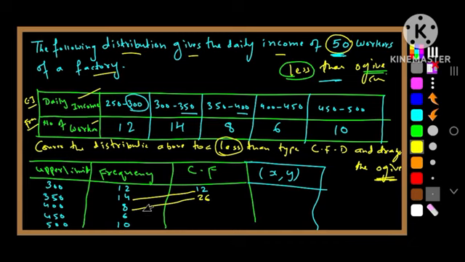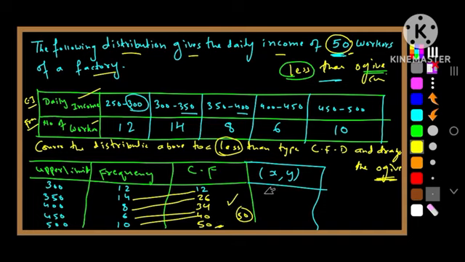The next value will be 26 plus 8, that is 34. 34 plus 6 is 40. 40 plus 10 is 50. So our final answer is 50. This is tallying with the question. In the question also you are having 50, here also you are getting 50. So our calculation is correct.